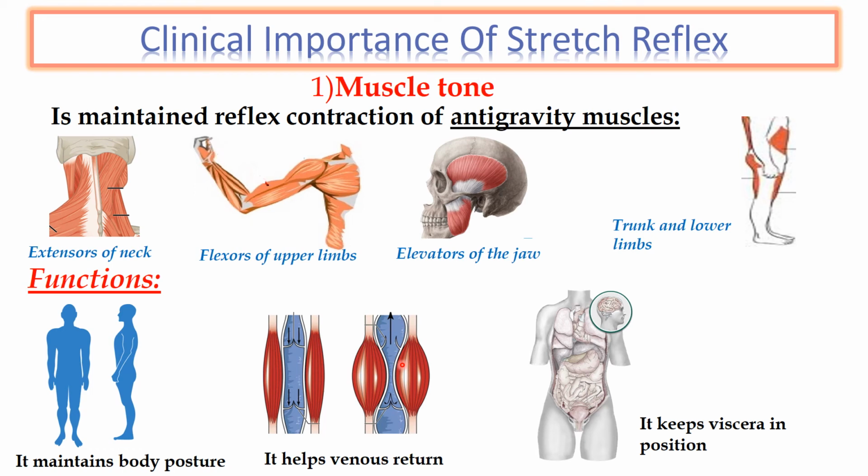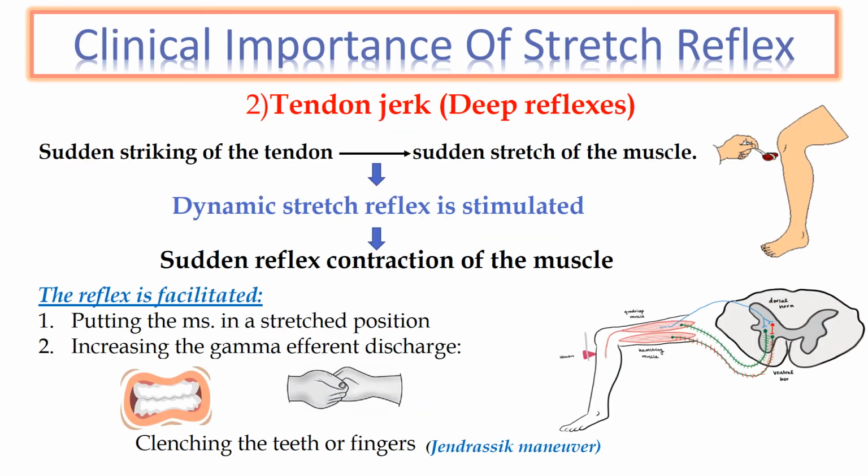The third function of the muscle tone is to keep viscera in position. Can you imagine if there is no tone in the abdominal muscles? The viscera will come out of the abdomen. But thank God this will not happen because of the strong muscle tone in the abdominal muscles.